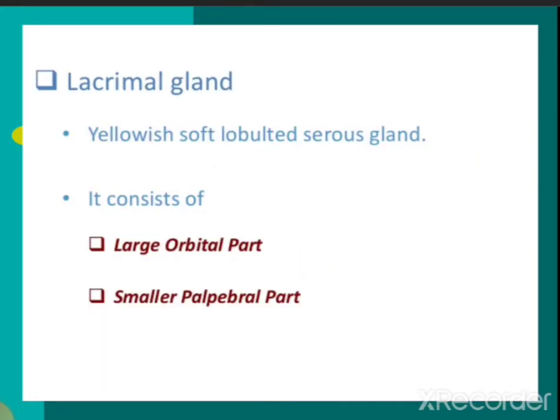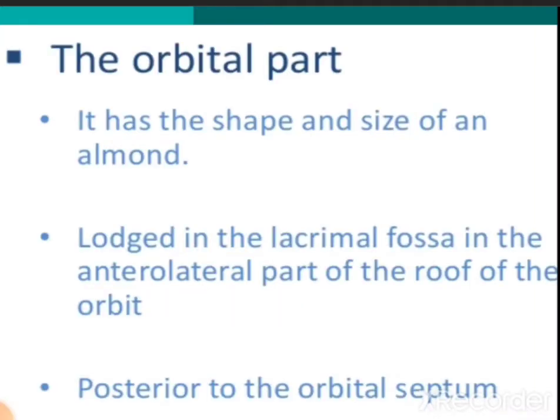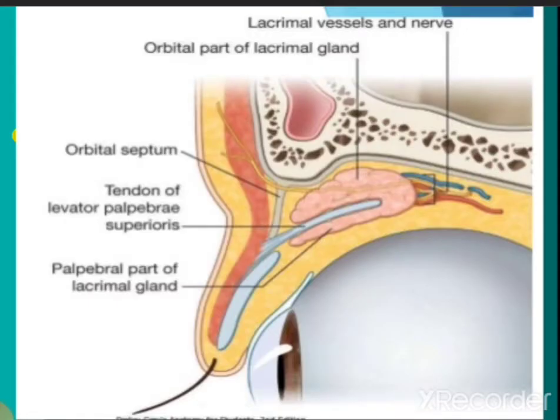Lacrimal gland is a yellow, soft, lobulated serous gland. It contains a large orbital part and a smaller palpebral part. The orbital part has the shape and the size of an almond, lodged in the lacrimal fossa in the anterolateral part of the roof of the orbit and posterior to the orbital septum. So here we can see the lacrimal gland. This is the lacrimal gland situated in the lacrimal fossa in the superolateral part of the orbit.